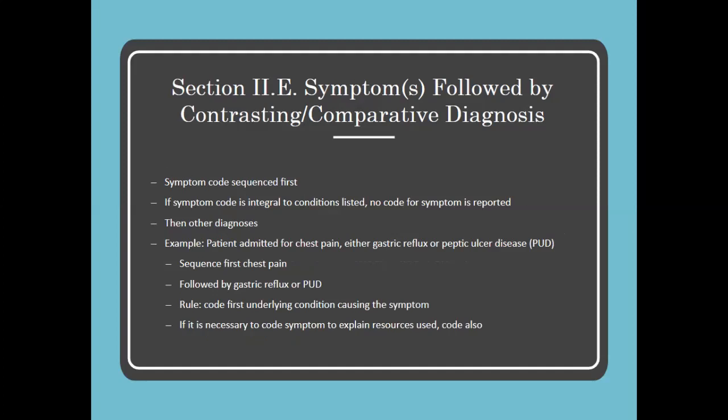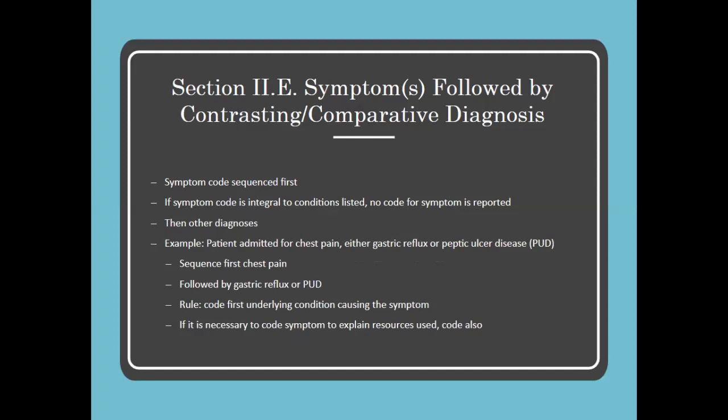Okay, section 2E, symptoms followed by contrasting comparative diagnosis. When a symptom is followed by a contrasting comparative diagnosis, the symptom code is sequenced first. The physician will state the diagnosis is symptoms due to X or Y. This is different from the previous section in which the physician stated the diagnosis is X or Y, instead of listing the symptoms. So the difference is the "due to." So I'm just going to read what's here.